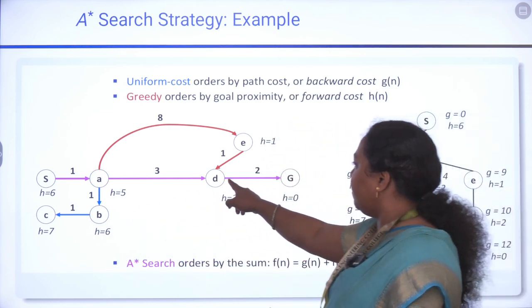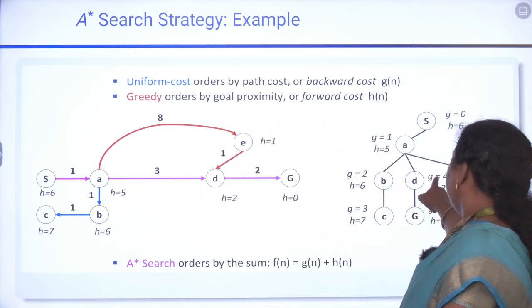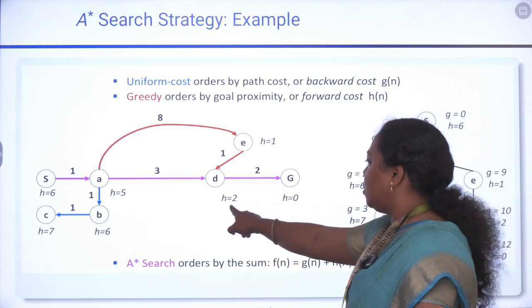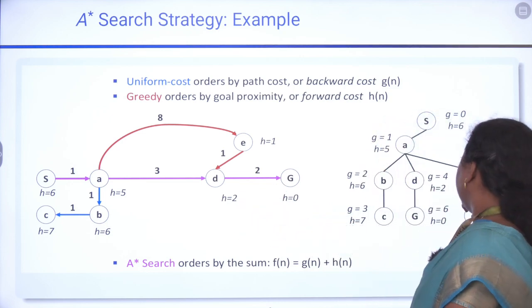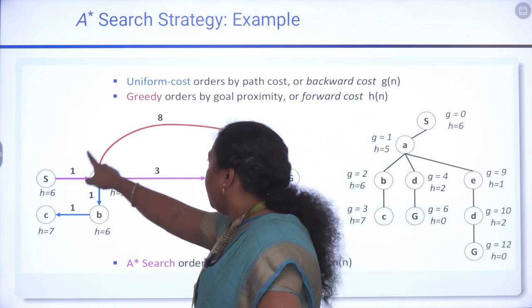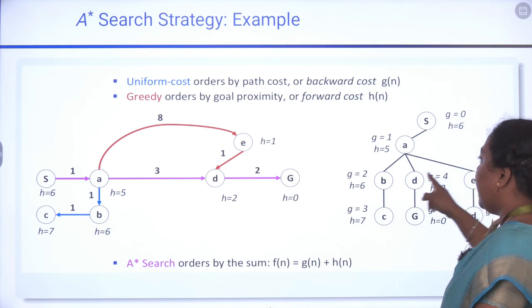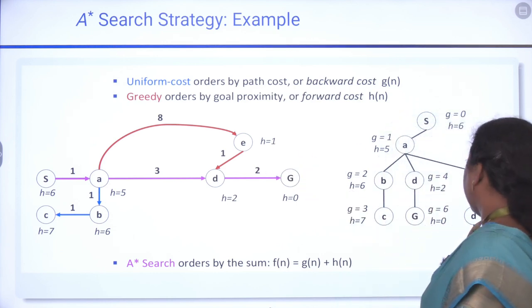When we take the D node, the value of G will be 1 plus 3, which is 4, and H is 2, which is already been given here. Likewise, when we say the E node, the G value will be 1 plus 8, which is 9. So G is equal to 9 and H is equal to 1, so we have written here.